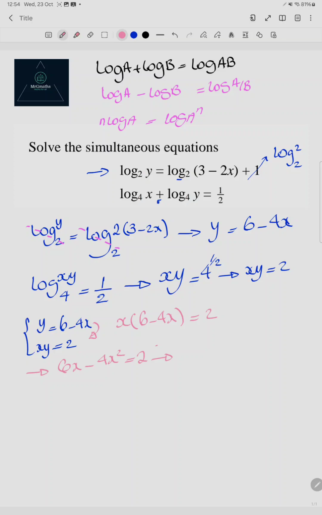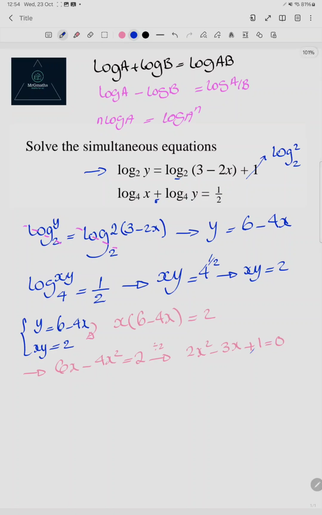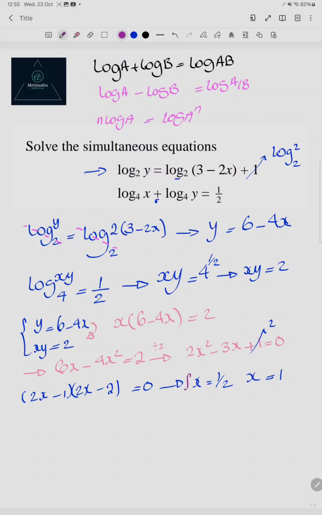If I rearrange it and also divide by 2, I'll have 2x squared minus 3x plus 1 is equal to 0. If you have been following us for a while, you would know that I'm going to factorise that to get 2x minus 1 and x minus 1, which in fact implies that x is a half and x is 1. I'm going to find the matching or corresponding value for y. So xy is 2. So if x is half, y must be 4. If x is 1, y must be 2.